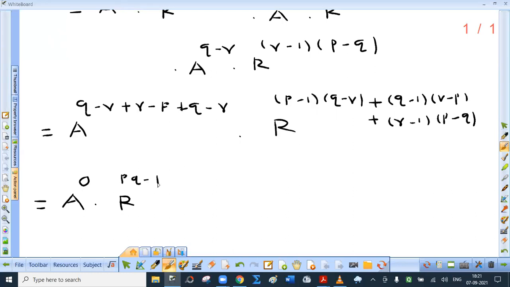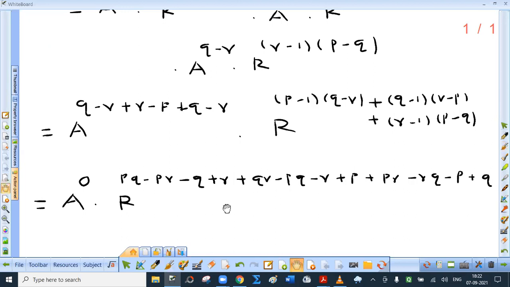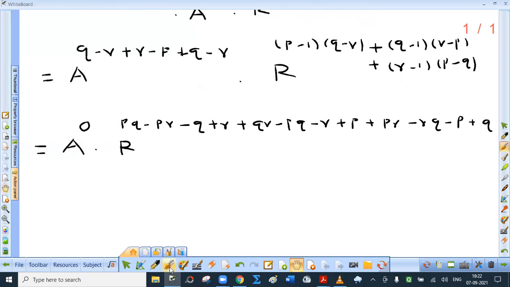So PQ minus PR minus Q plus R plus QR minus PQ minus R plus P plus PR minus RQ minus P plus Q. Just check this. If you want full marks, you have to write all the steps. So this is nothing but 1. Write down.